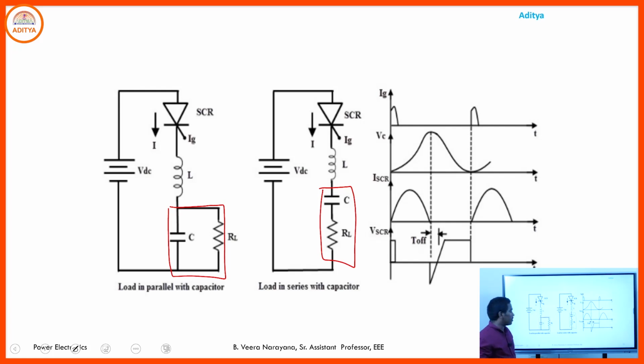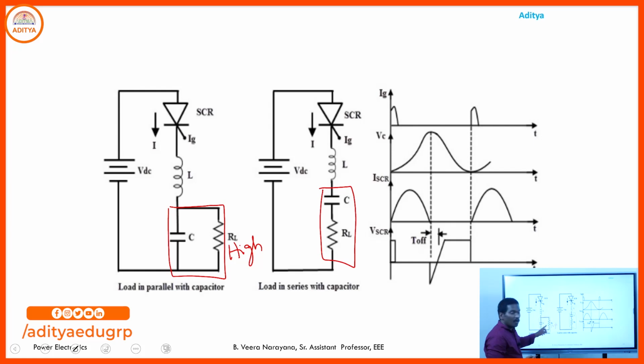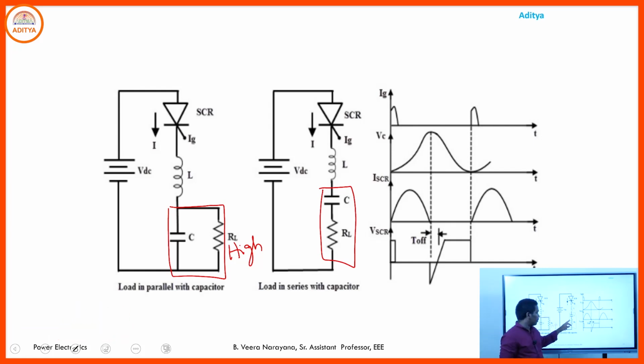For low and medium resistances, this resistance is connected in series to the capacitor, and for a high value of the load resistance, that is connected across the capacitor. Why do you connect this high value of resistance across the capacitor? If we keep the high value resistance in series to the capacitor, there may be a chance the current flow through the SCR never reaches the latching current.